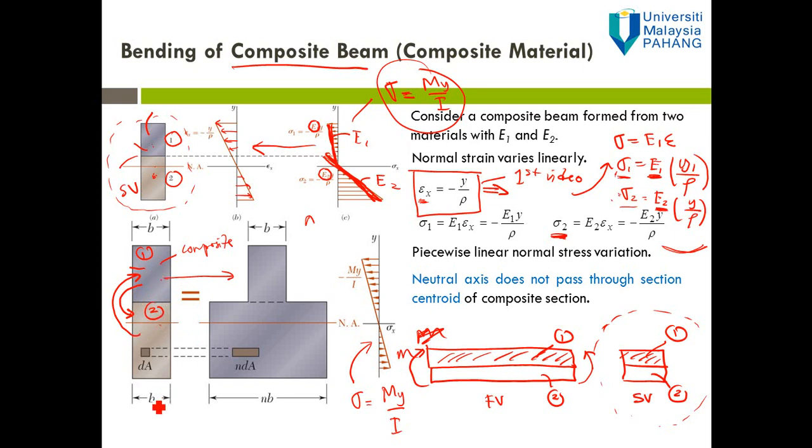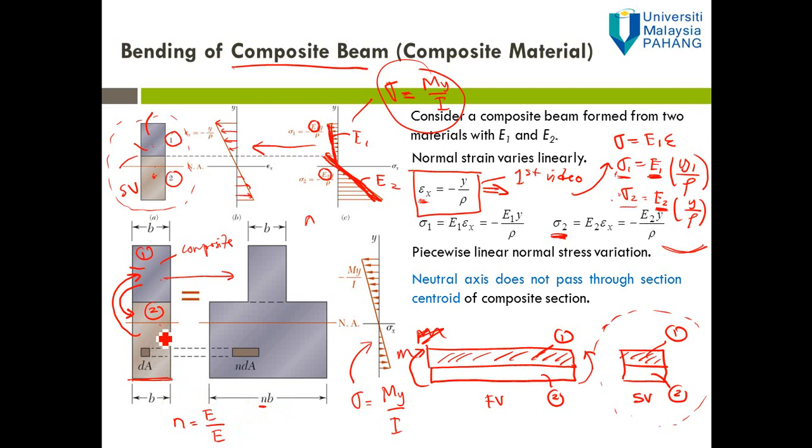So what you have to do is multiply the width, lebar material 2, by a factor of n. For example here, material 2 has a width of b. After transformation, when you want to transform material 2 into 1, you have to multiply this width b by the value of n. But what is n? n is equal to E over E.